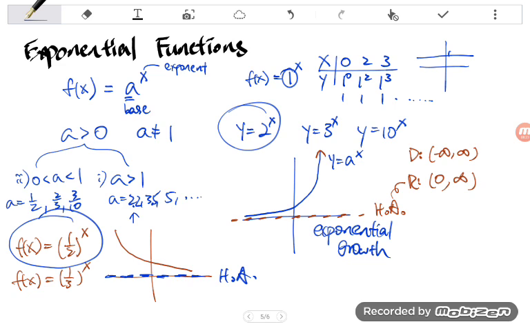Now, if this is called exponential growth, then on the left over here, that would be exponential decay. Again, that just means that it's going to decrease really fast. We will come across these two terms, exponential growth and exponential decay, towards the end of this chapter, where we will talk about word problems.